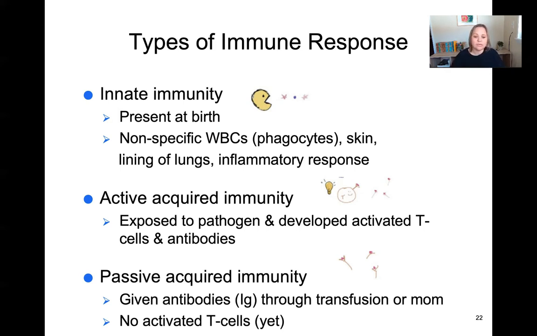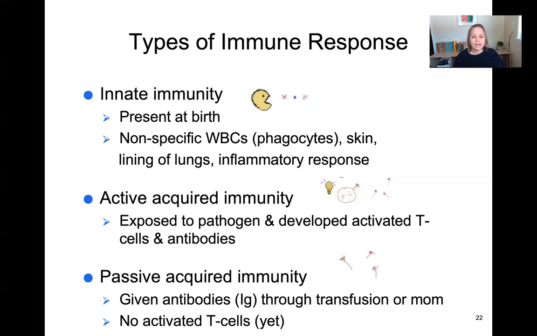Active acquired immunity is when you are exposed to a pathogen and you develop activated T cells and antibodies, so that if you ever get that thing again, you have an immune system that knows it, that has antibodies for it, that remembers it, and can attack very quickly.